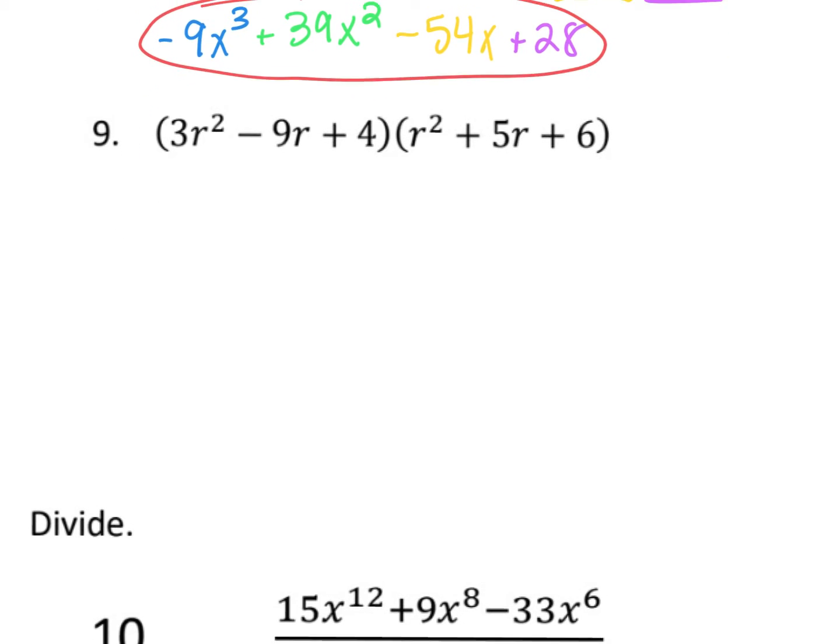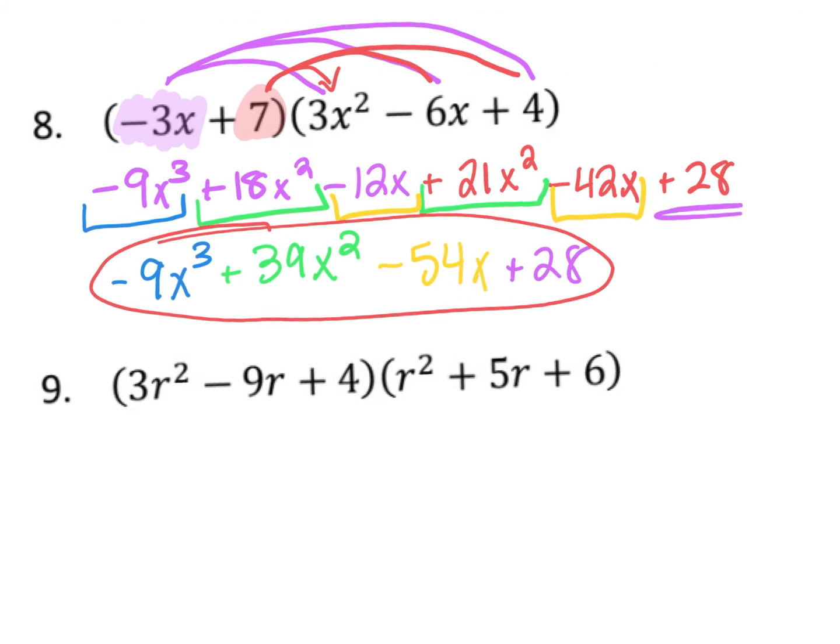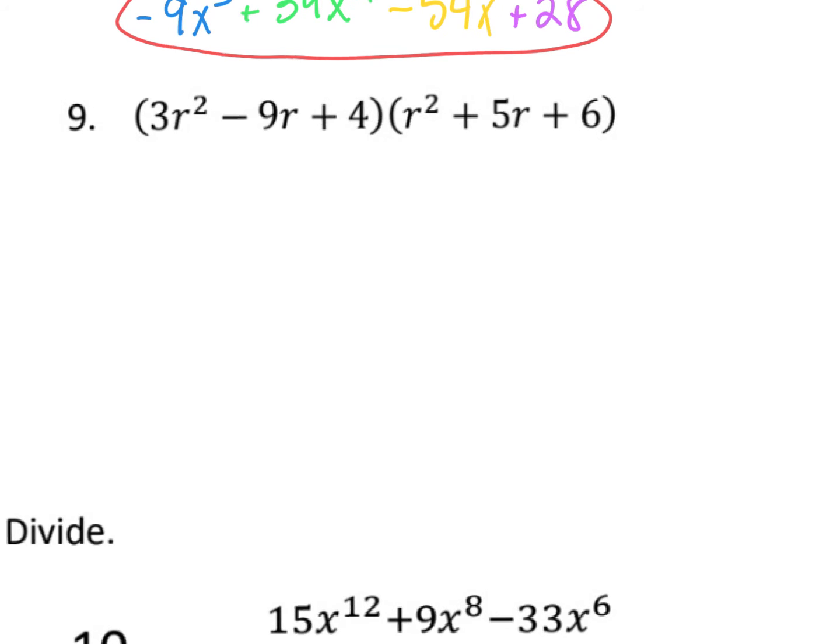All right, so for number 9, we have to do that step, but three times. So I have to take my 3r squared and multiply it to all of this. And then I have to do my negative 9r to everything, and then my 4 to everything over here. So let's go ahead and do that.